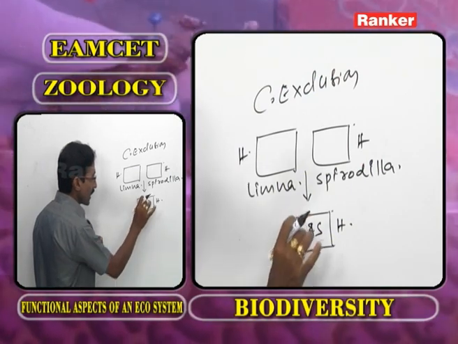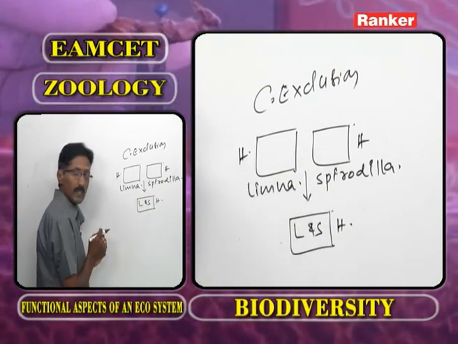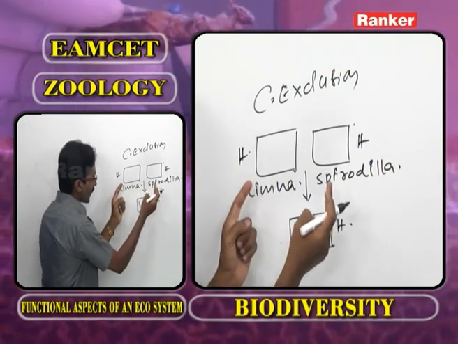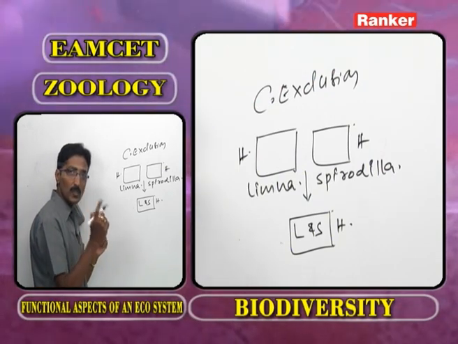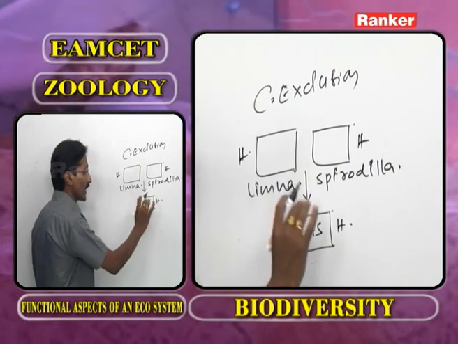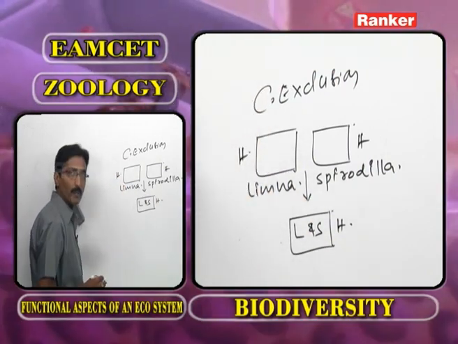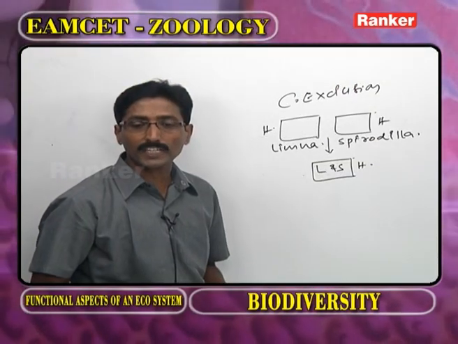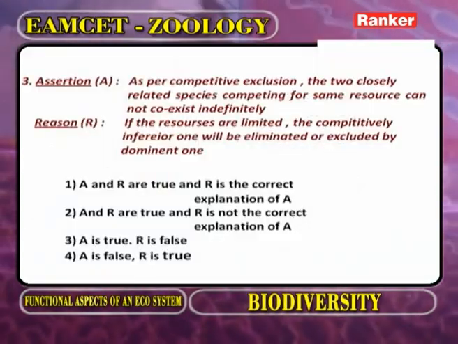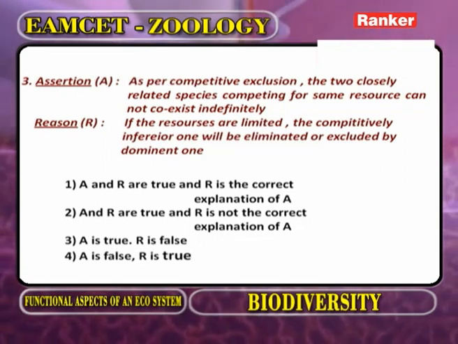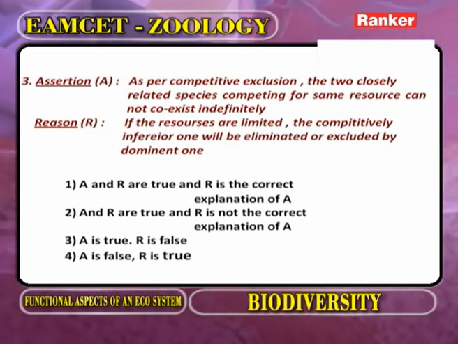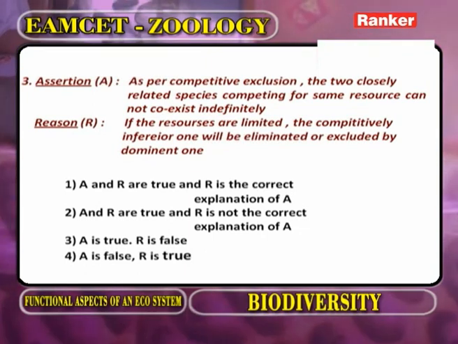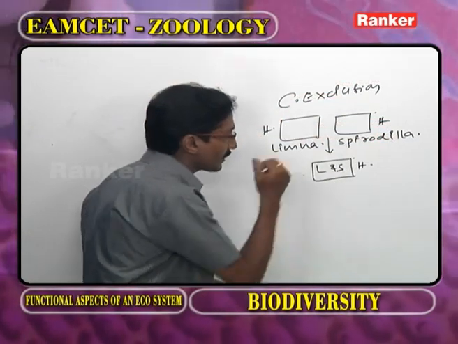Now the Limna removes the Spirodela. That means whenever two independent species are kept in the same habitat, the species that is superior removes the inferior one. That we call competitive exclusion. Now again repeating the assertion. As per competitive exclusion, the two closely related species, here Limna and Spirodela, competing for the same resource cannot coexist indefinitely. Now Limna and Spirodela are kept in the same habitat.